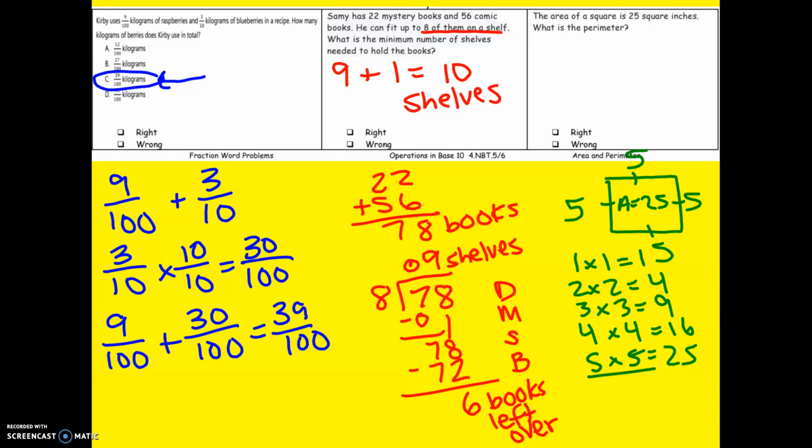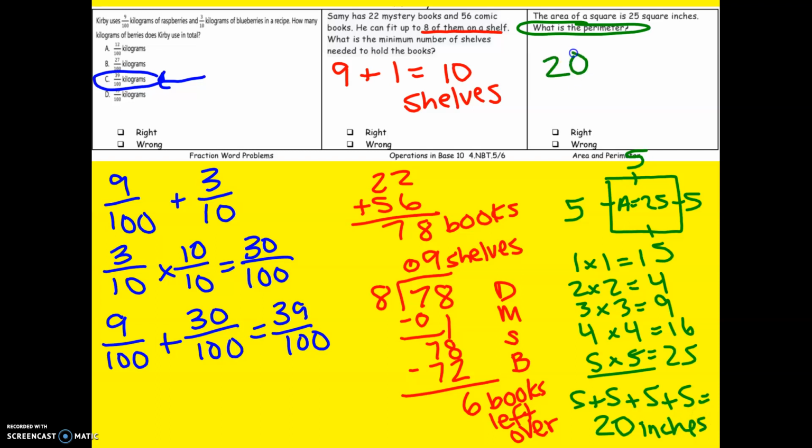But the question didn't ask what is the length or the width. It asked what is the perimeter. So to find perimeter, I'm going to add all 4 sides. So I have 5 plus 5 plus 5 plus 5, and that equals 20, and our units are inches. So our final answer here is that the perimeter is 20 inches.